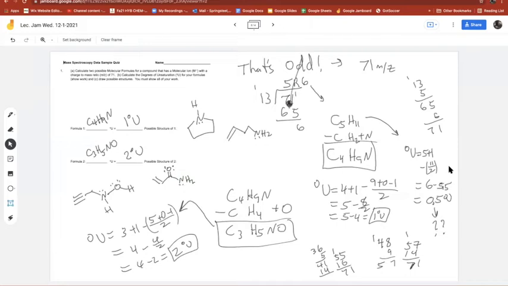What about that one? I've got an oxygen and nitrogen. I got 3 carbons, 1, 2, 3. So I should have my 5 hydrogens: 1, 2, 3, 4, 5. It looks good.